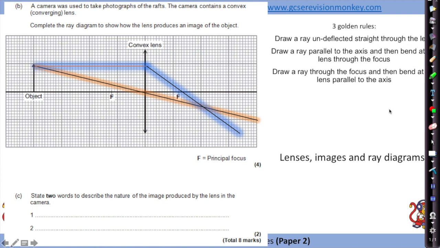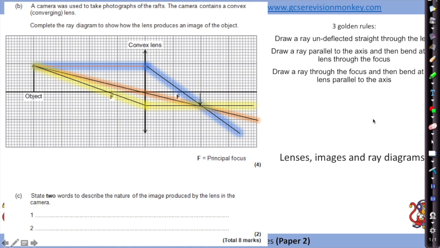And then if you need to, you can draw a third ray, which this time goes through the focus on the left-hand side of the lens. There will be a focal point, you can draw one on both sides there. And that will then hit the lens and go parallel to the axis. Now the image is going to be formed where those rays cross. If the rays don't cross, there's no image formed, or maybe you've drawn them wrong.